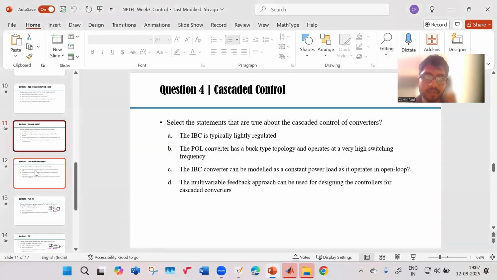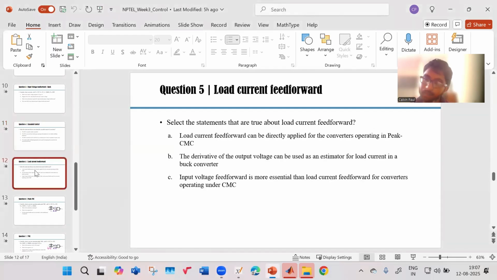Okay. So I'll start with load current feed forward. Can load current feed forward be directly applied to converters operating in peak current mode control? Can the derivative of the output voltage be used as an estimator for load current in a buck converter? And input voltage feed forward is more essential than load current feed forward for converters operating in current mode control. So can you tell what the answers for this are?